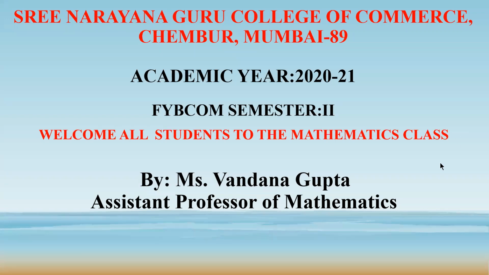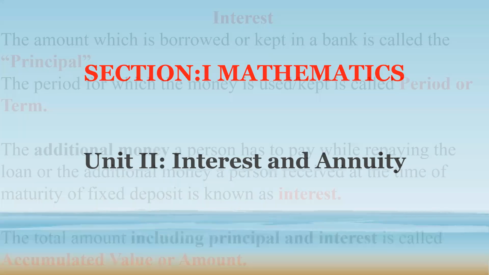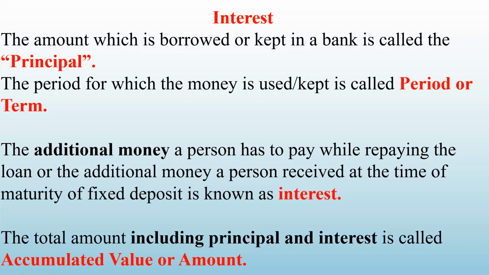So we have started with Unit 2, that is interest and annuity. In that, simple interest we have already completed. Compound interest also, one or two lectures I've taken. Today we are going to solve problems in which simple interest as well as compound interest both are involved, and some more complicated problems.